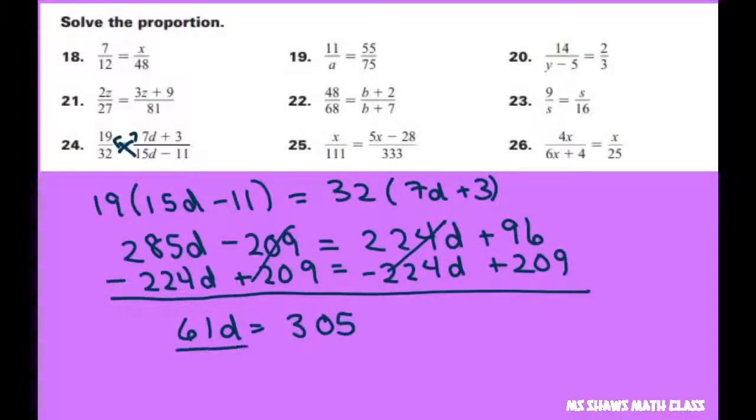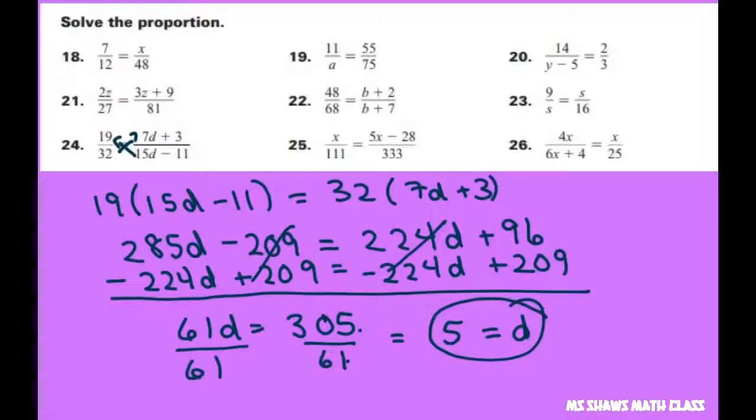So you divide both sides by 61. You're going to get, well, we'll just do it in the calculator, divide by 61, just to be clear. We'll give you 5, because 6 goes into 30, 5 times, and 1 times 5 is 5. So d equals 5.